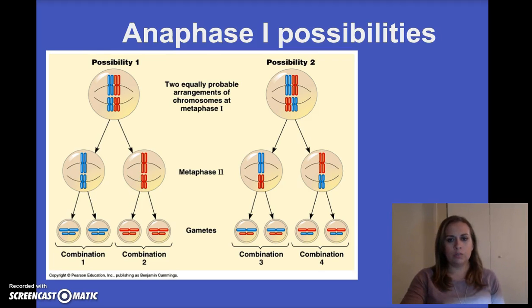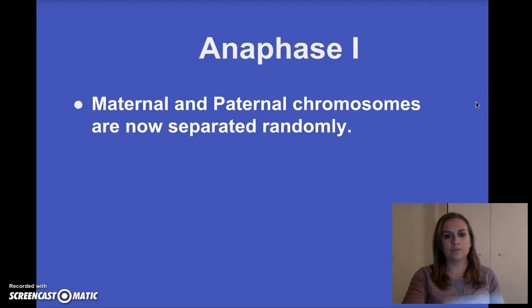This is just showing you some of the possibilities for anaphase 1. And what I mean by that is if we're looking at two sets of homologous pairs, there's always the possibility that both blues could get pulled to one side and then both reds could get pulled to one side, or there's a possibility that a blue and red would get pulled to one side and then a red and a blue would get pulled to the other. So there's different possibilities for anaphase.